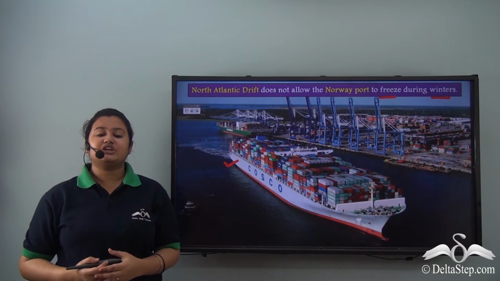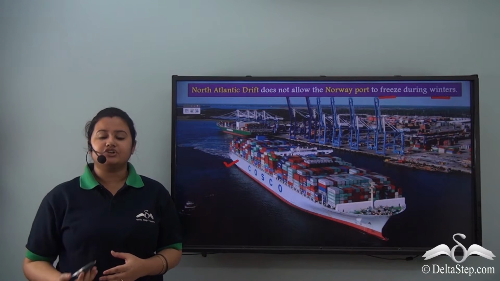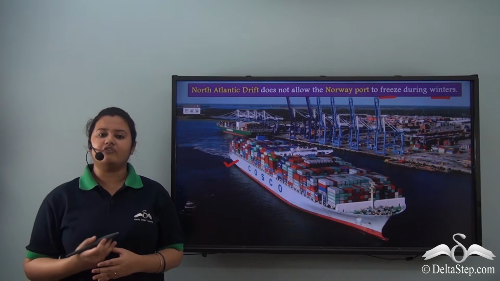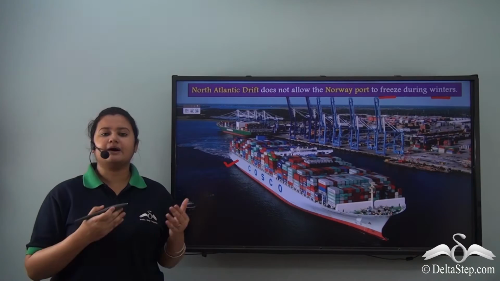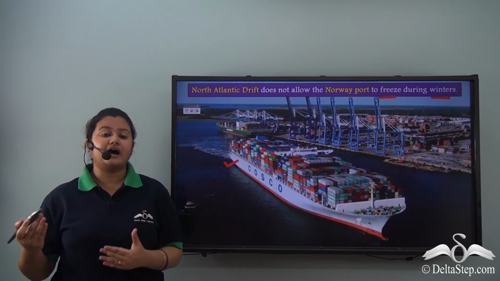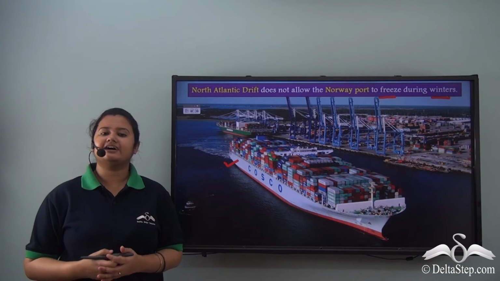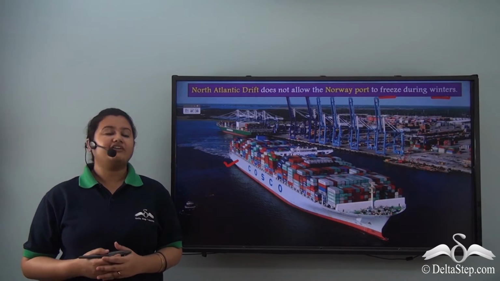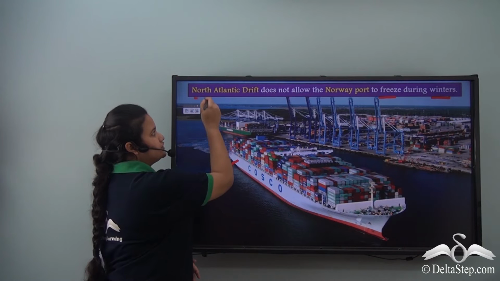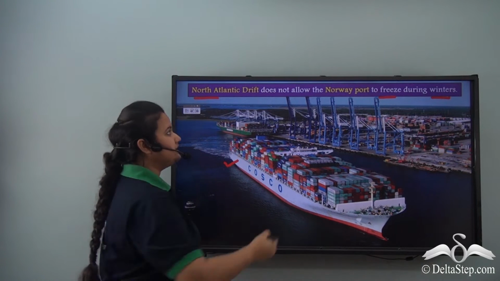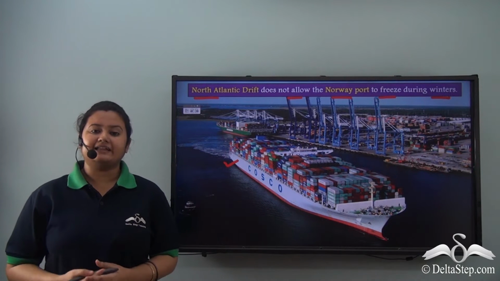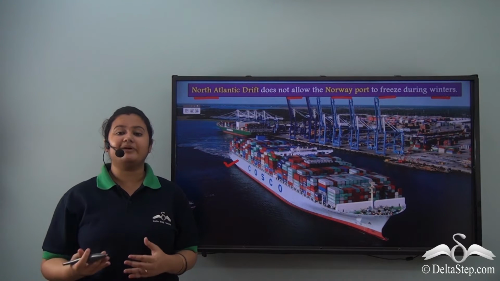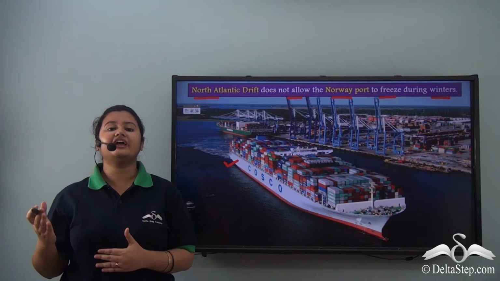This is actually economically advantageous for the country of Norway. Why? Because since the port is navigable, it supports trade and other commercial activities in the country. So here we have learned that North Atlantic Drift, which is a warm current, does not allow the Norway port to freeze, and therefore the Norway port remains navigable even during winters.